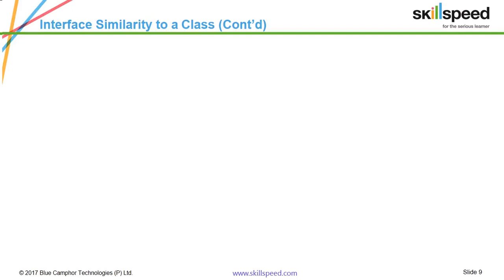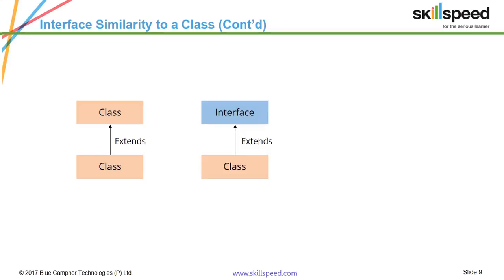So let's say if you extend a class into another class, this is how it is shown. Similarly, you can extend an interface into a class, interface into an interface. However, interface extension into a class can be termed as an implementation for us.